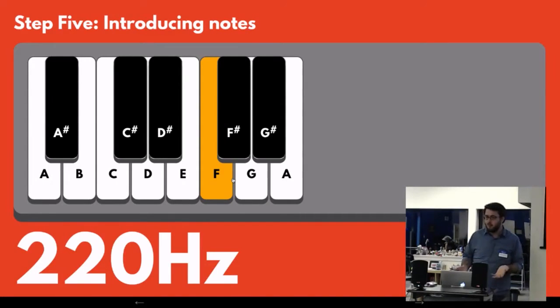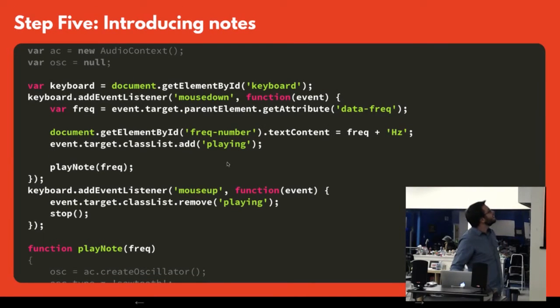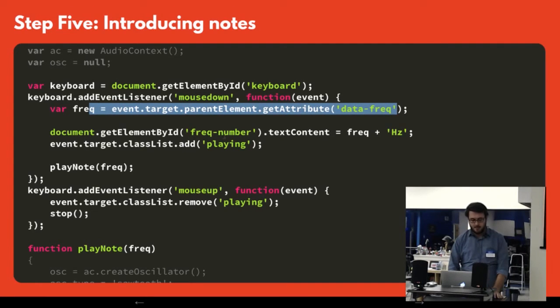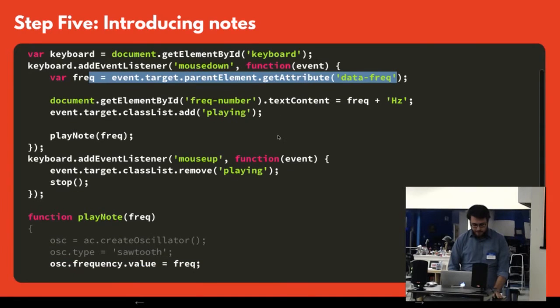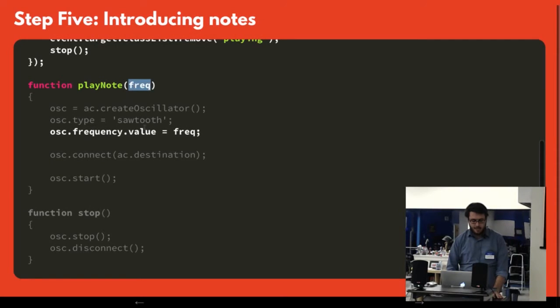Now, where did I come up with 440 and 220? Those are just known values that, if you ever study music, tend to be the frequencies that, at least on this 12-note scale, people have settled on. So on mouse down, when I'm clicking on these buttons, I'm getting that frequency value and piping it to play note. And then I'm just setting the frequency onto my oscillator.